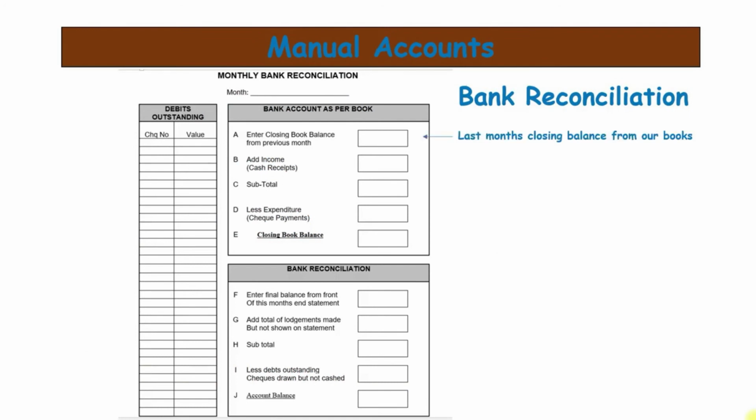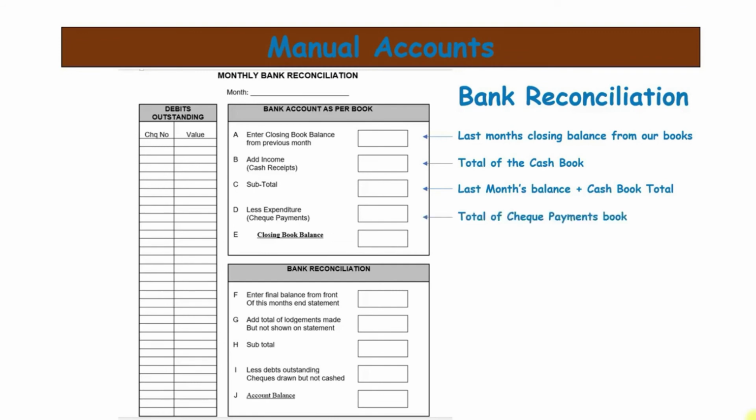In box A, we put last month's closing balance from our company books. In box B, we put the total of the total column from our cash book. When we add the two of these together, we get the total income for the month. In box D, we put the total from the total column in our checks payments book.